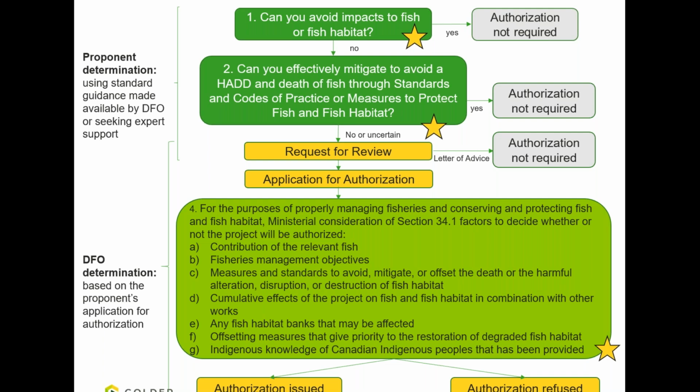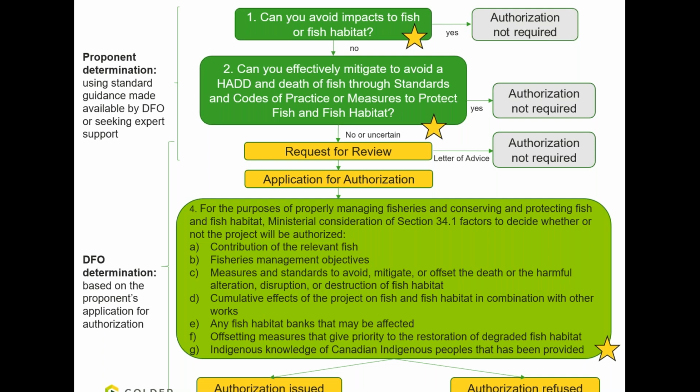And then once the application is received, again, they have to consider the factors that are now outlined in the Act in evaluating the project. And there still are options for DFO to either issue the authorization or refuse the authorization based on what's outlined.